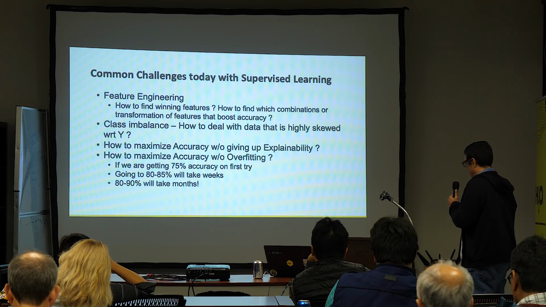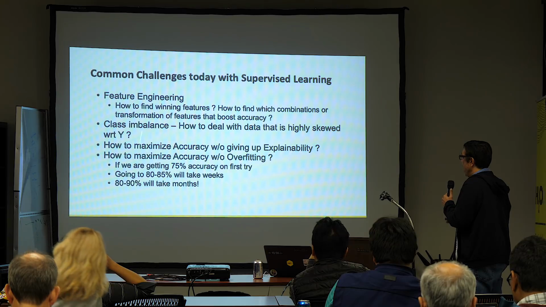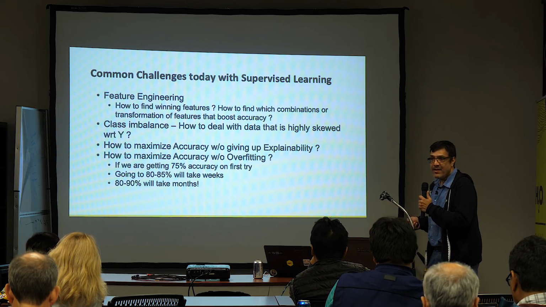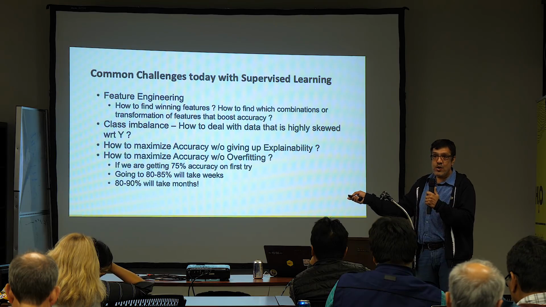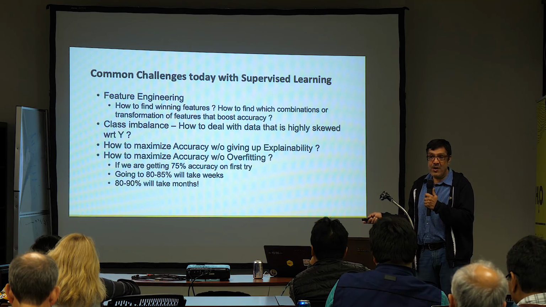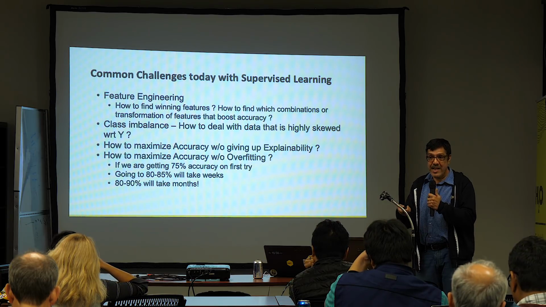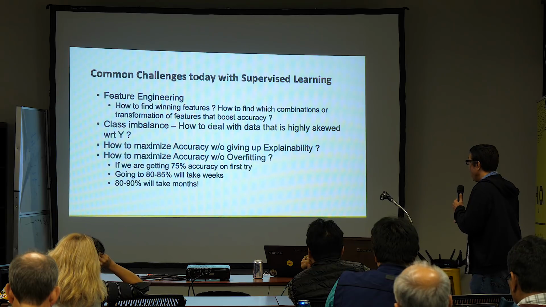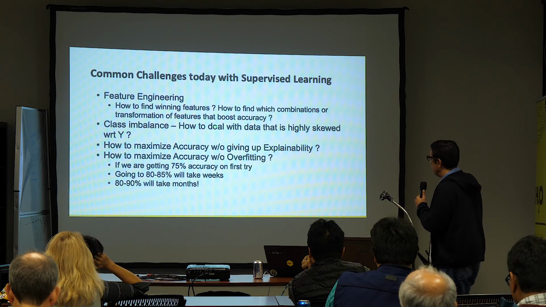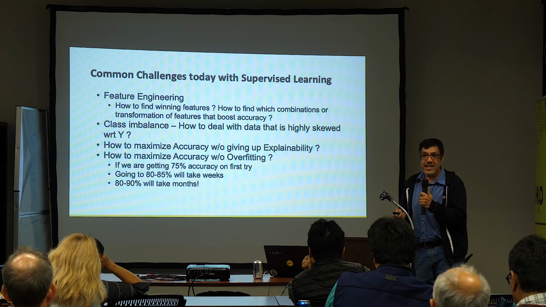So, as I said a little bit before, what are the common challenges with supervised learning, right? The earlier slide I showed you is what a junior data scientist would do. Whereas if you're a senior data scientist, or you're trying to become one, then the challenge would be how to find the winning features. What combinations or transformations of features should I do in order to boost the accuracy?